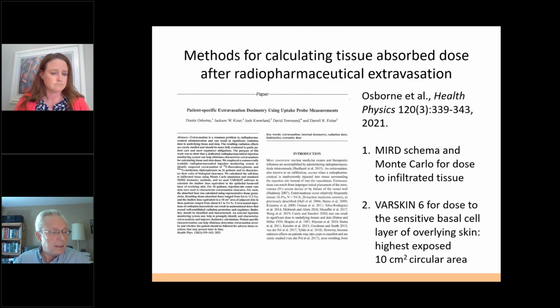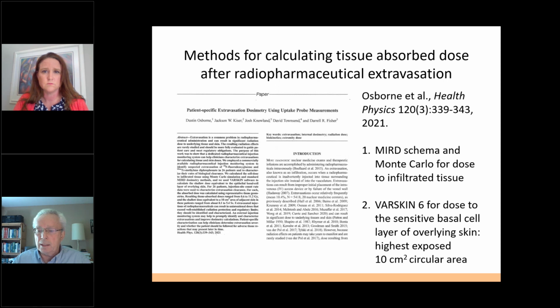I'll go back one slide here. There was a recently published paper in the journal Health Physics describing the practical methods for calculating radiation dose to these two different tissues. Remember that the federal regulations address arm tissue separately from skin dose. Skin dose is typically calculated only for external contamination, such as at a nuclear power plant. But if we use the same software, for example, VARSkin, we can reverse the position of the activity and calculate dose to the sensitive basal cell layer.